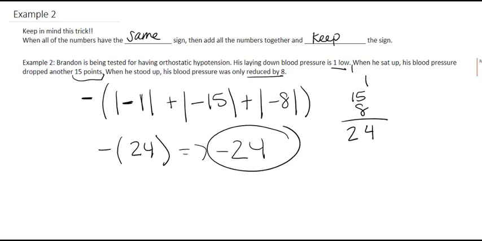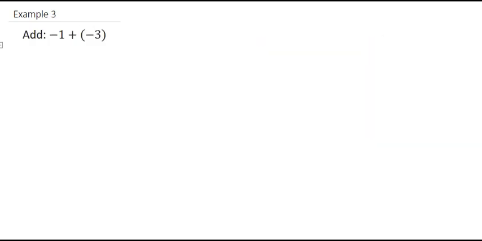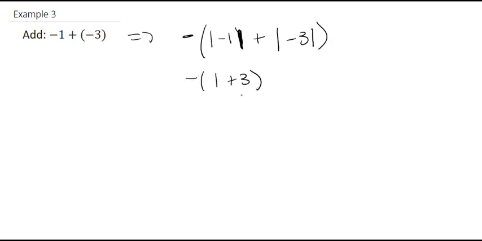So let's look at one more example or two. So now let us add negative 1 plus negative 3. So we see that we have two numbers with the same sign. So we can also go like this. We can put the negative sign out in the front and take the absolute value of both. So this becomes 1 plus 3, which is equal to 4 inside the parentheses. But we have that negative sign because we want to keep the sign of the two numbers. So this is negative 4.